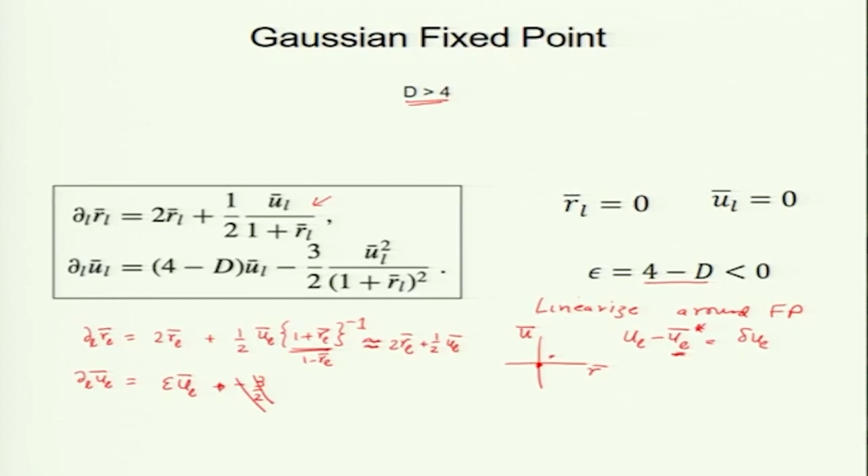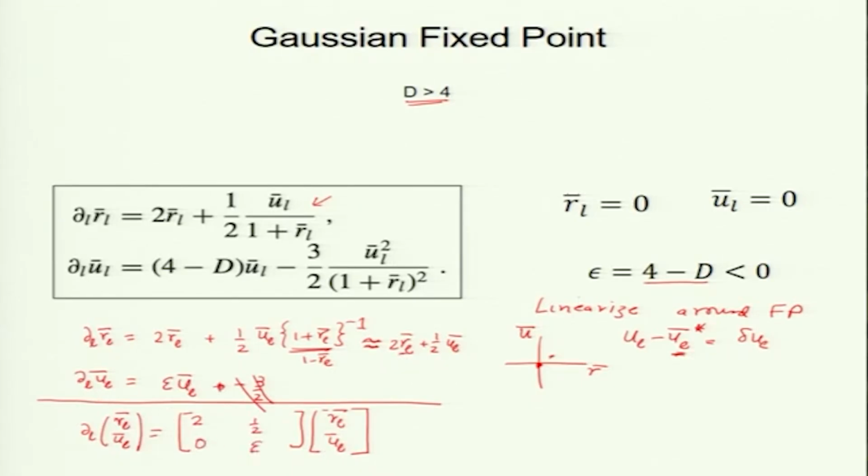So, we can write down the linearized equation in matrix form, that is my next objective. How do I write this in the matrix form? I write d dl of (RL bar, UL bar) equal to a matrix times (RL bar, UL bar). Now, what are the matrix coefficients? First will be 2 and half, below that 1 0 and epsilon. So, this is my matrix.